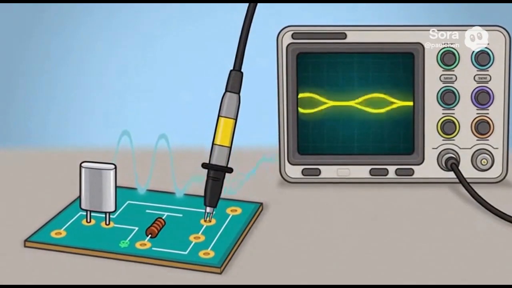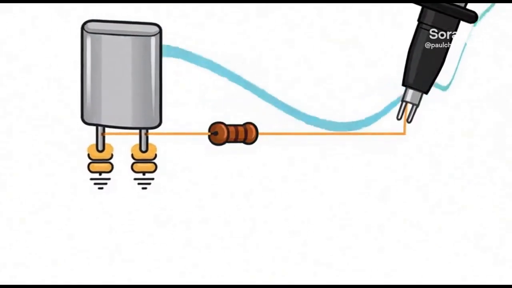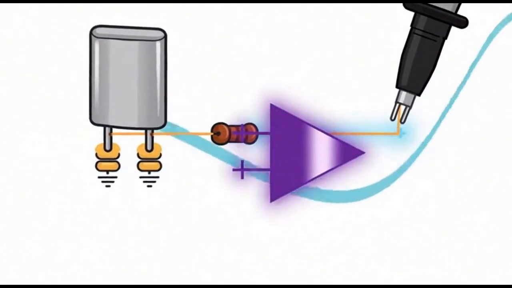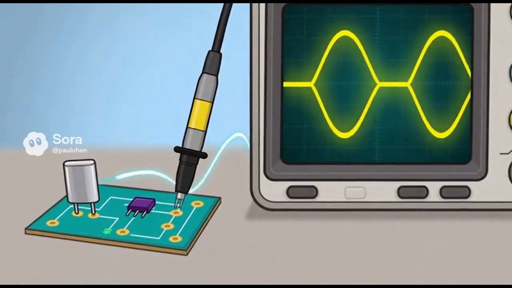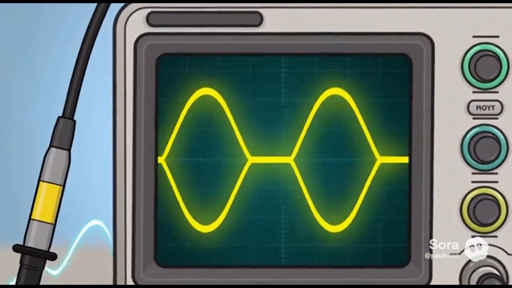Even measuring the oscillator can break it. Heavy loading disturbs the feedback loop. Always use buffers or high-impedance probes. Measure carefully.